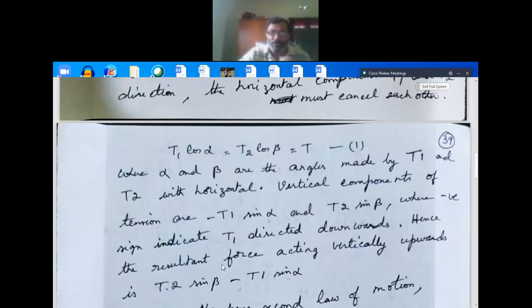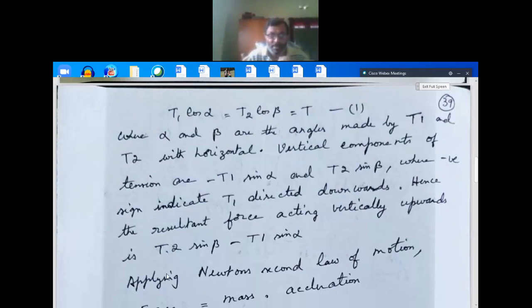Hence the resultant force acting vertically upwards will be the sum of the two, that is T2 sin beta minus T1 sin alpha. T1 is negative because it is directed downwards.